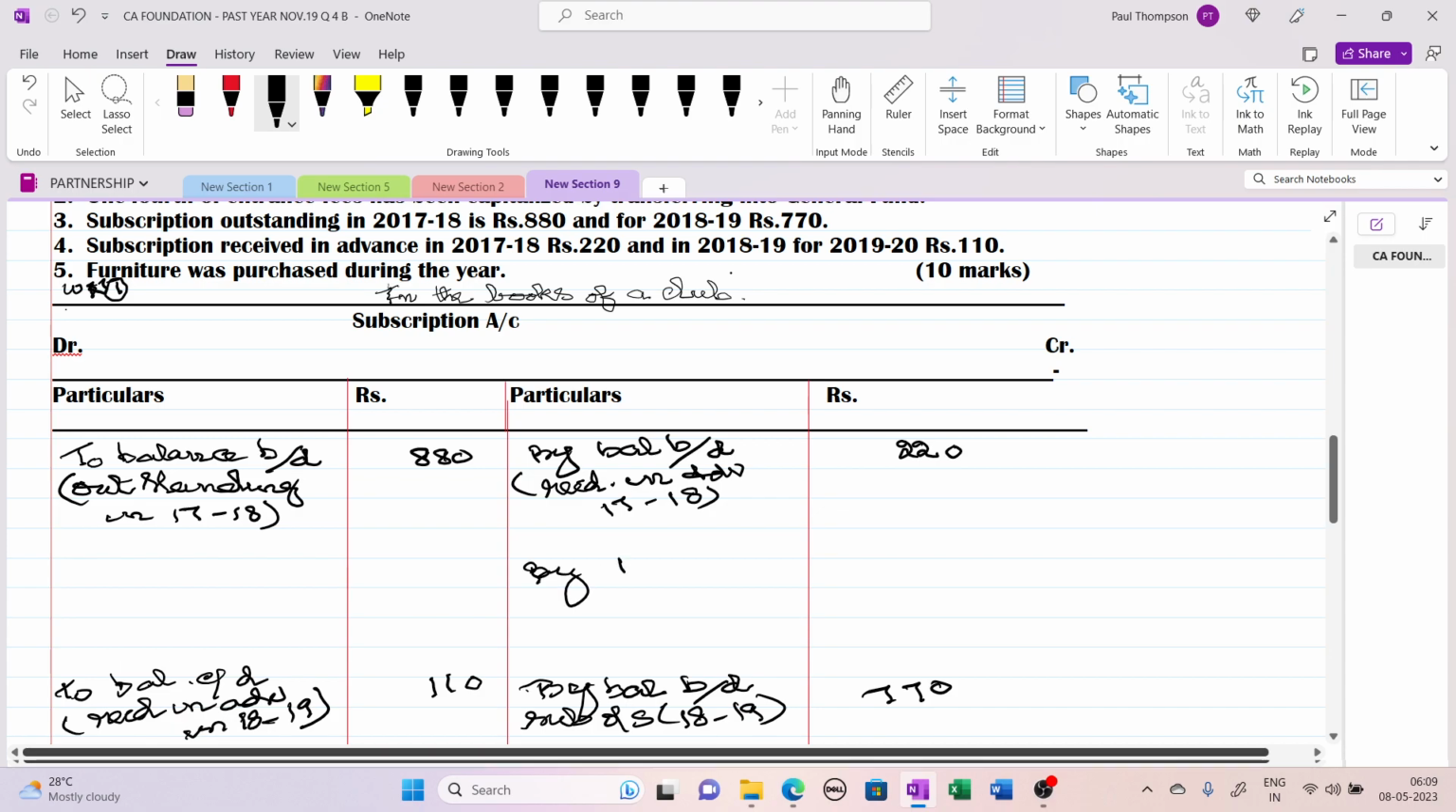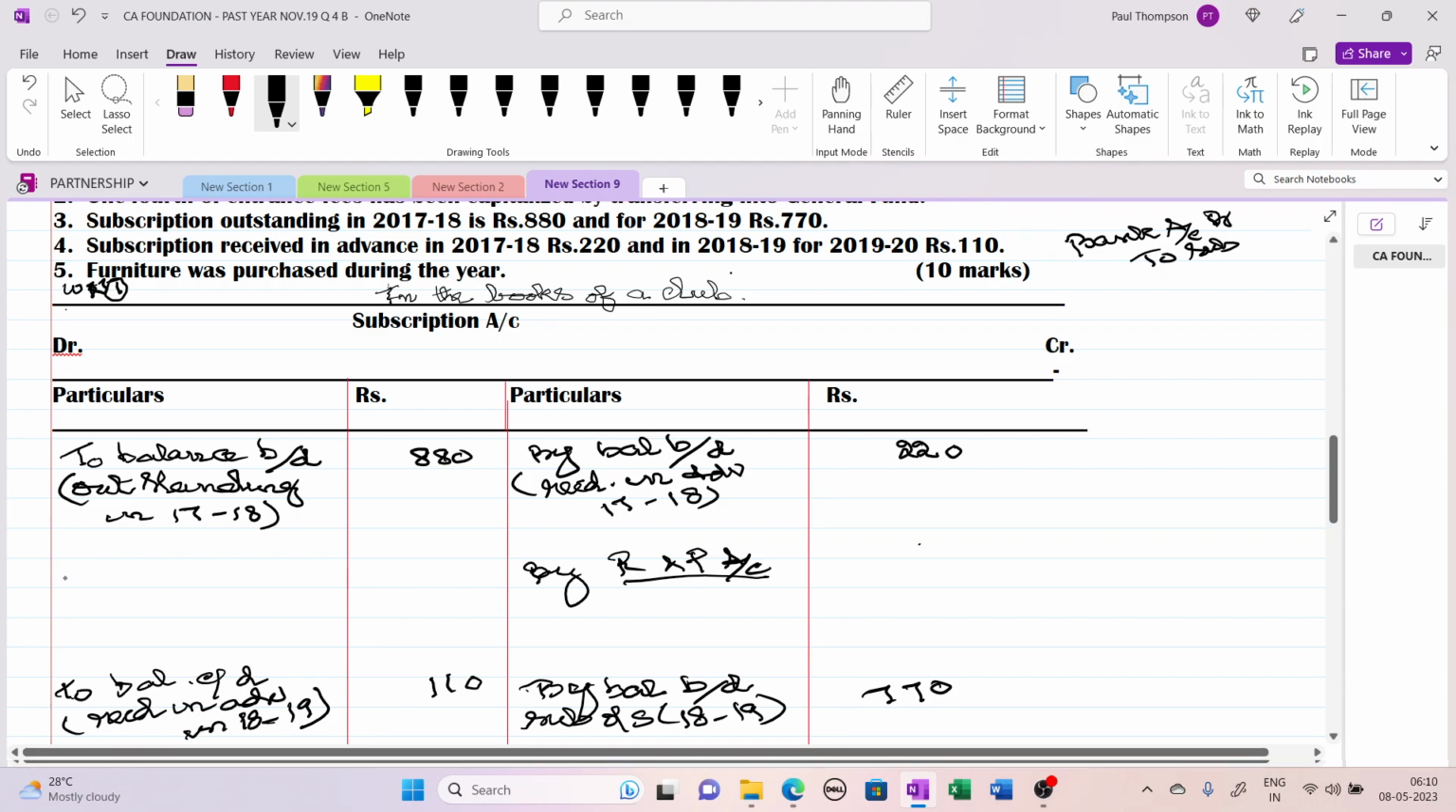See here, when you receive, I am writing again in short, you all must write it in full. By receipt and payment account. This is cash or bank account. When you receive the subscription, what is your journal entry? Bank account debit to subscription account. So subscription account is to be credited. So by receipt and payment account, because we do not know, we have to find out. This is our balancing figure.